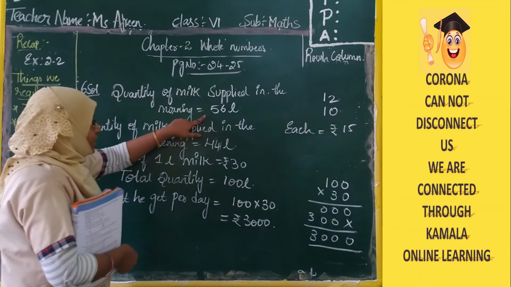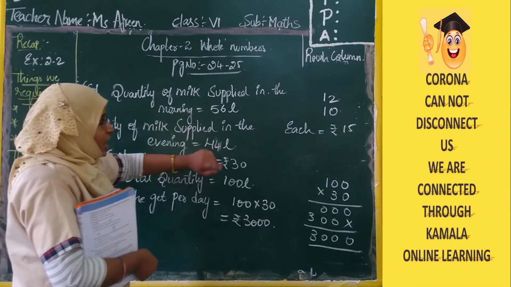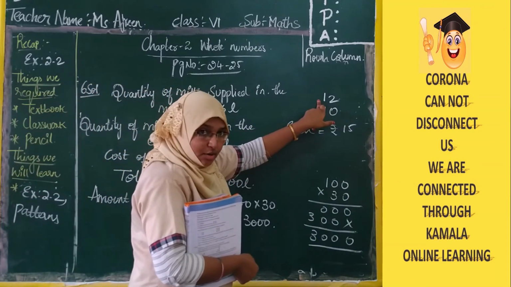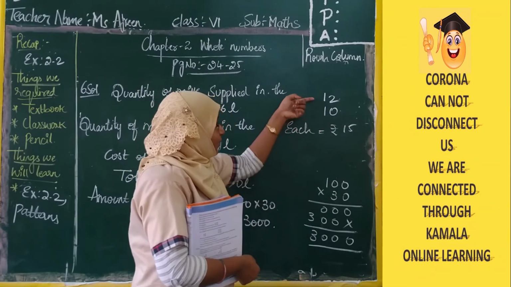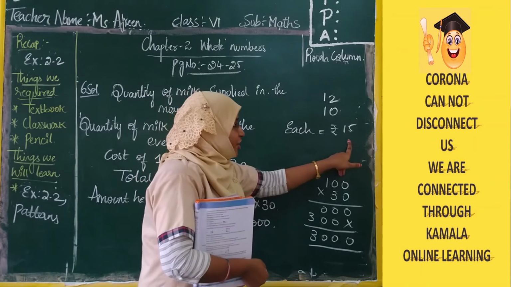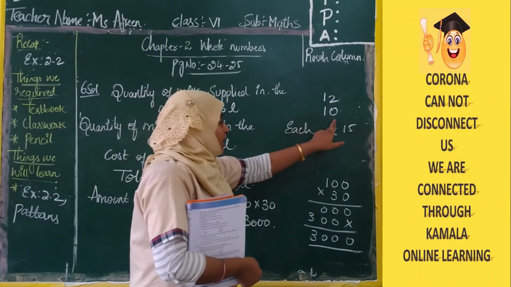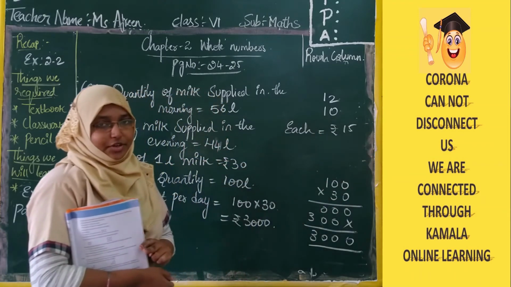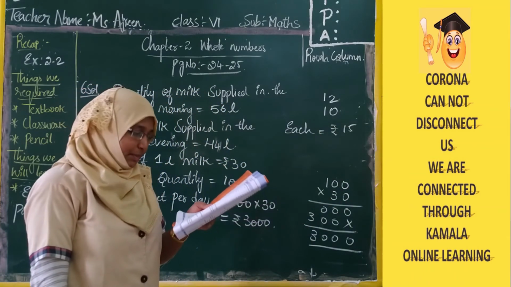It is the same as here. Here they gave quantities of milk, 56 and 44. Here they bought first Chandana 12 notebooks, Venu 10 notebooks. So you have to find total notebooks, 12 plus 10. Each cost of each book is 15 rupees, and how much they have to pay to the shopkeeper, that is the answer you get when you multiply with 15. That much amount they have to pay to the shopkeeper.